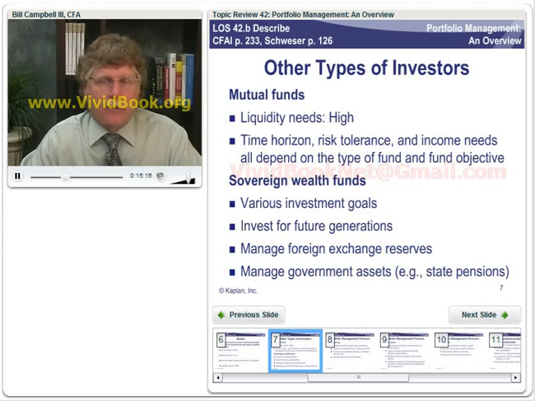As I said, pension funds would be a typical example, where the government owns the fund. It's a defined benefit pension, so they have to manage those assets so that they can pay out the pension to their government employees after their retirement.